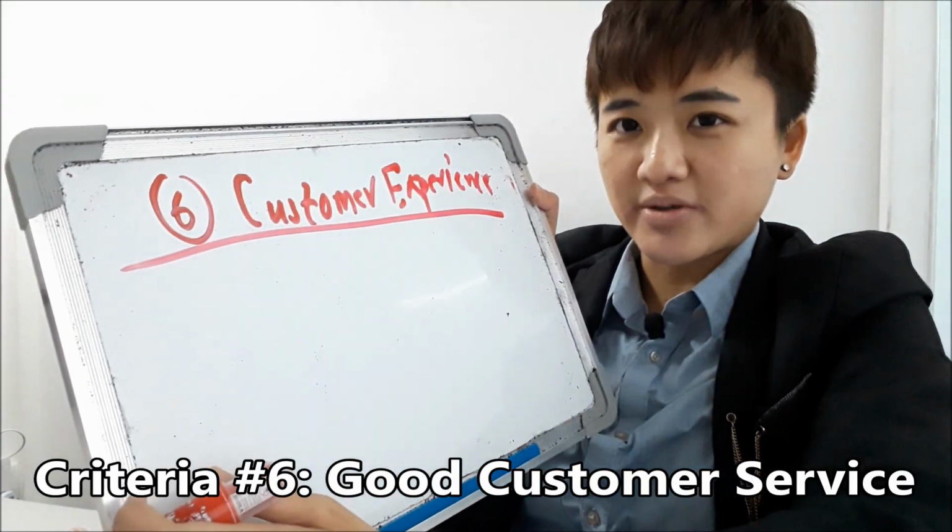Next criteria, which is criteria number 6. I would say this is very, very important because it shows whether your broker cares about you as a person or does it care about your bank account. So how do you determine whether your broker really cares about you, really loves you so much? Is to test out. What do you want to test out? You test out their customer experience.